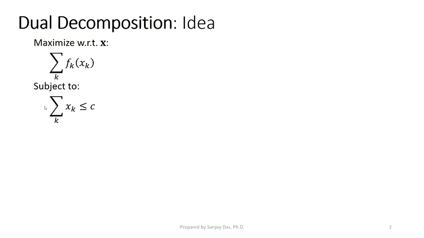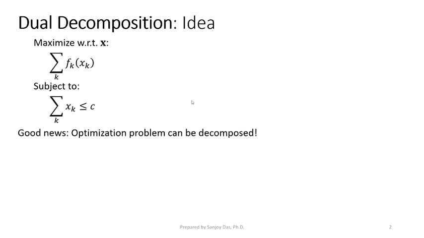Subject to, this is the total capacity. Okay, this is how much I have. This is a very simple example. I'll show you a practical problem with the energy grid. The good news is this sort of optimization problem can be decomposed using dual decomposition.